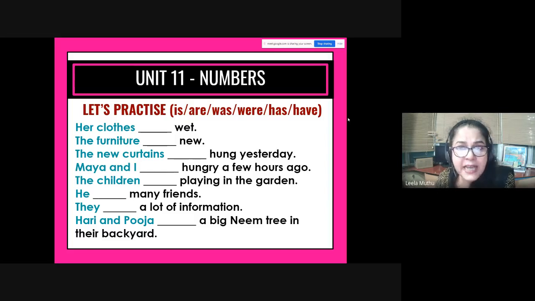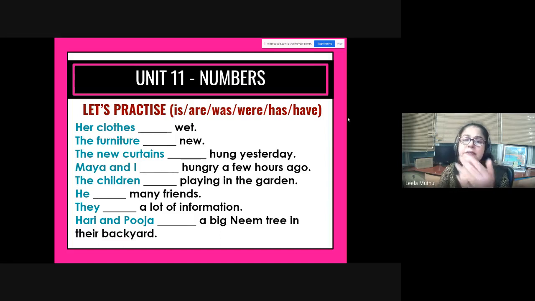Her clothes dash wet. The furniture dash new. The new curtains dash hung yesterday. Maya and I dash hungry a few hours ago. I'm giving you clues in the sentence so you know whether to use present or past. The children dash playing in the garden. He dash many friends. They dash a lot of information. Hari and Pooja dash a big neem tree in their backyard.